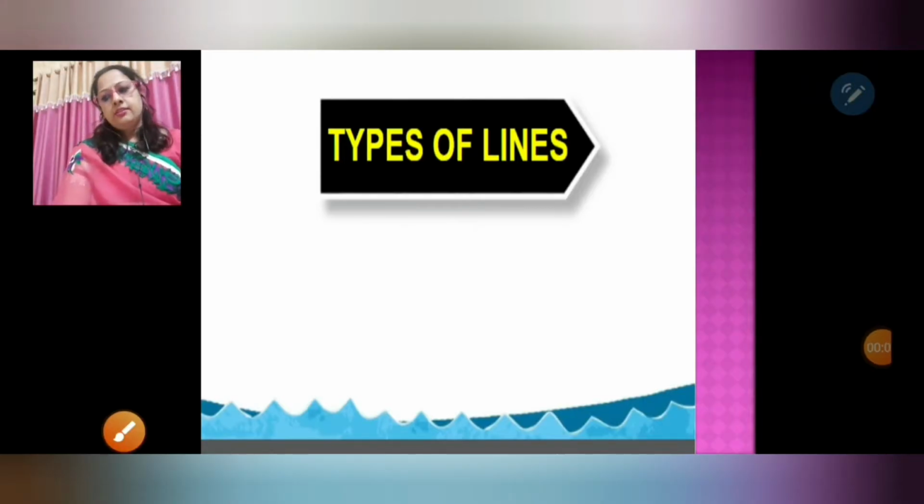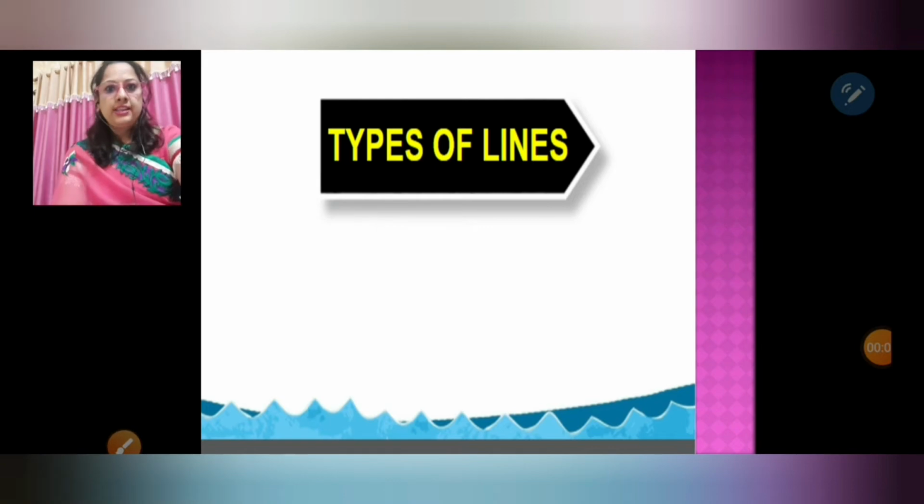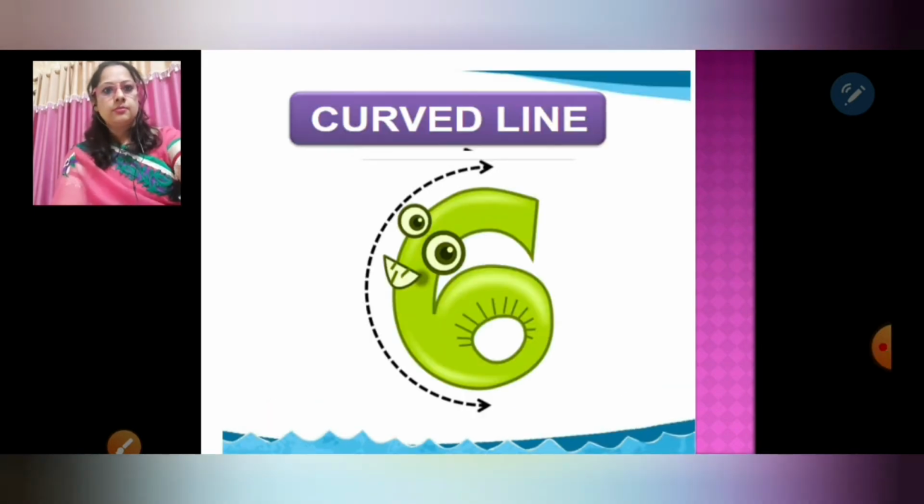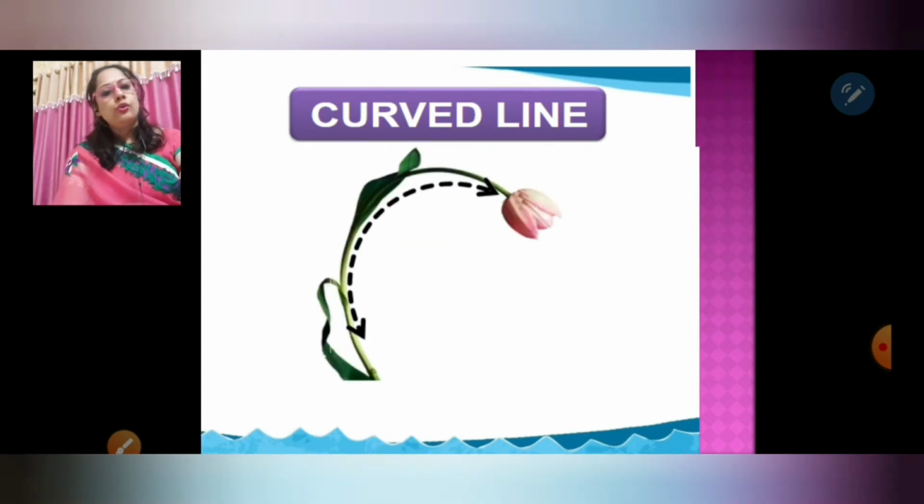Types of lines. There are different types of lines. Let's discuss them one by one. Let us study about this. Look at the number 6. Does it have a line? Yes, it has a curved line. Now look at the stem of the flower. It has a curved line.